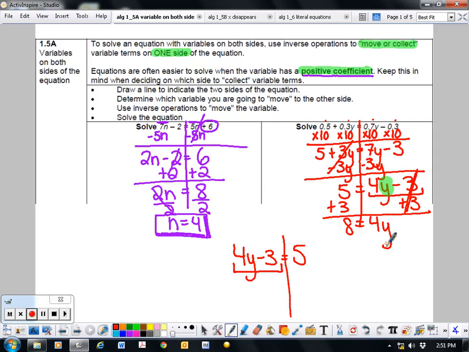Now I'm still looking at getting rid of whatever is with this y. So I'm getting rid of that 4. Now since they're side by side, that indicates multiplication. To undo multiplication, I divide. So 4 divided by 4 is 1. 8 divided by 4 is 2. So I get 2 is equal to y, which is the exact same thing as saying y is equal to 2.